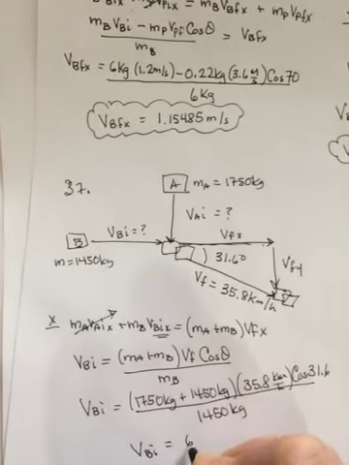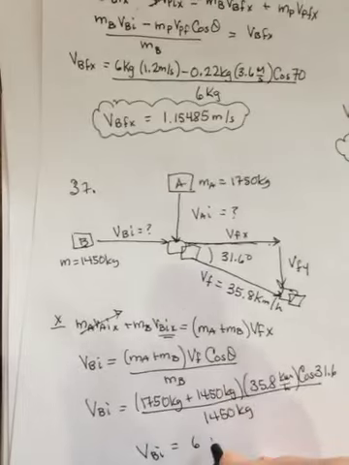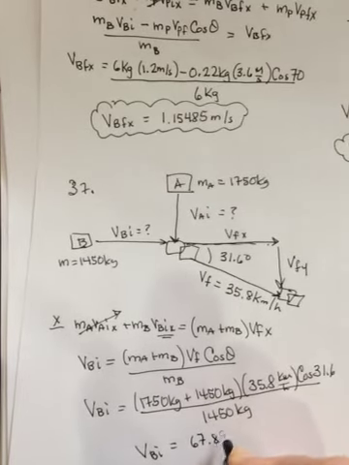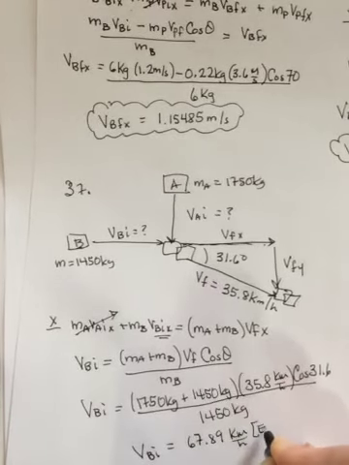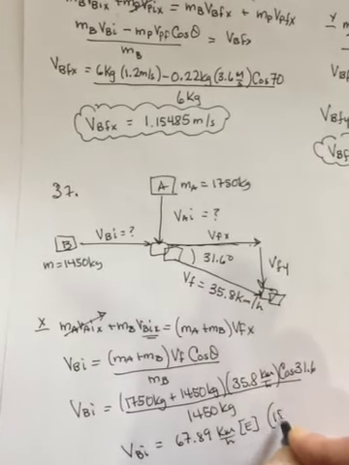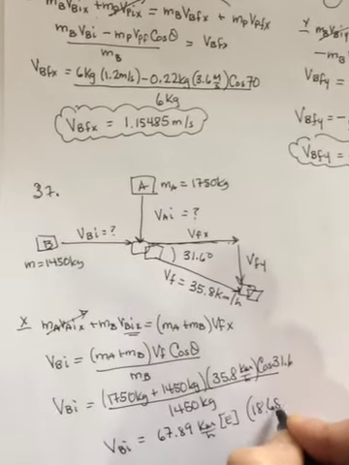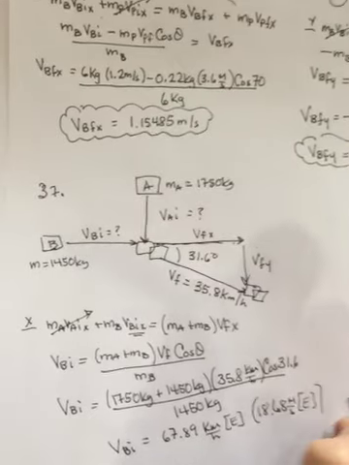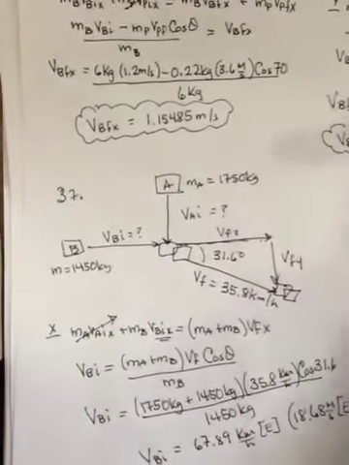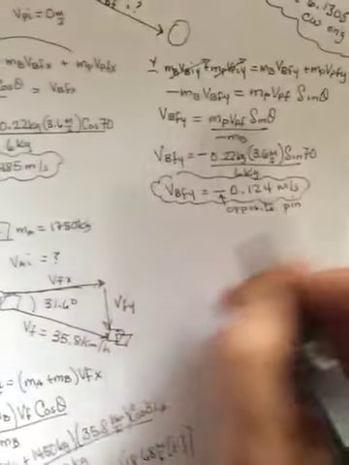VBI equals 67.89 kilometers per hour east, or if you want that in meters per second, 18.68 meters per second, in case you did it that way. Okay, that's VBI. So you're done with that one. Now, that's the x direction. So now we want to do the y direction.